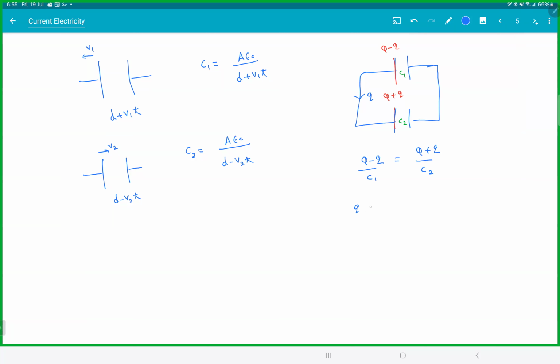This would be Q times (C2 minus C1) by (C2 plus C1). What is current? dq by dt. Substitute and differentiate. I will leave it to you. Clear? That's it. So the whole thing is capacitance only. There's nothing there.